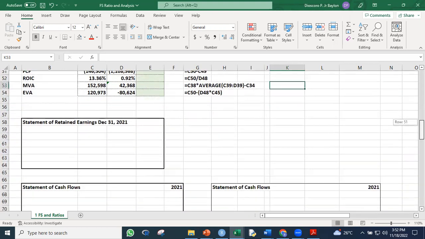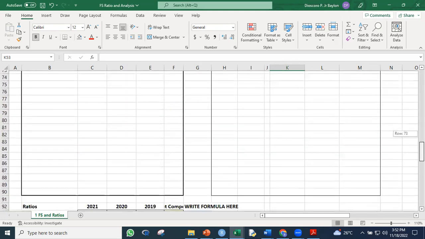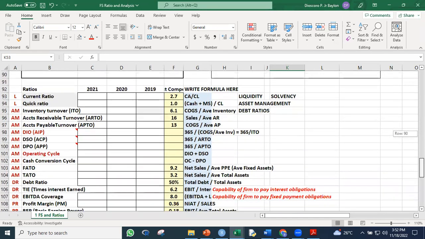So after this, ito kaya nang gawin to, no? Statement of cash flows. Okay. Okay, so I just want to start with this, no? Yung introduction lang nito, and then we continue with our discussion on this on Friday.